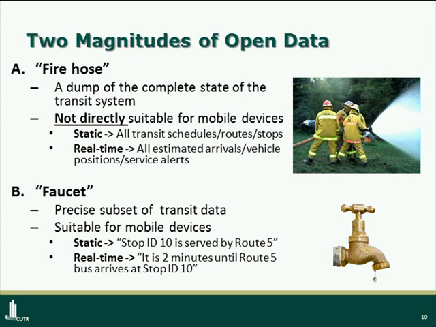Under the real-time category, a sample type of faucet information would be: it is 2 minutes until the Route 5 bus arrives at stop ID 10. So again, this is directly relevant to one particular location in the transit system and one rider's particular trip at that stop. And because these faucet formats are very scaled down in terms of size, they're very accessible for mobile devices. And so typically, mobile devices will access a type of faucet interface.